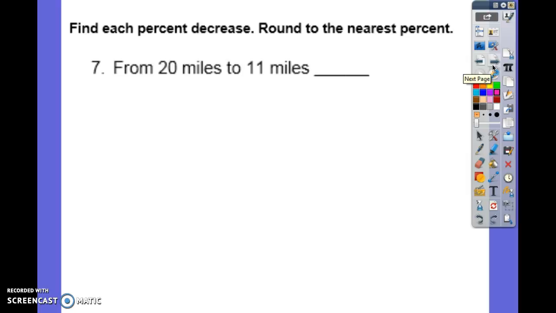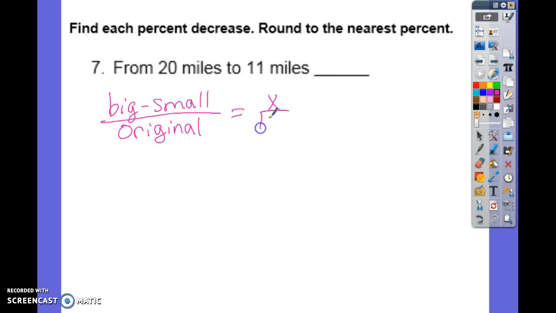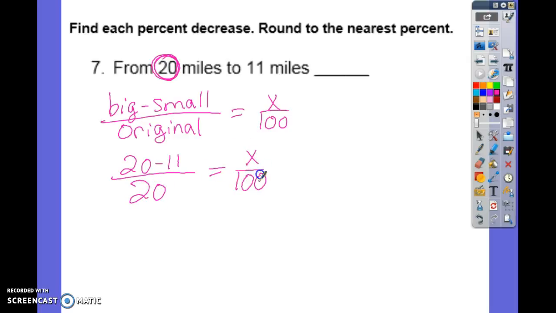When we do percent decrease, we do the same thing as we do for percent increase. Big minus small over original equals x over 100. My big number is 20. My small number is 11. My original number is the first number, so it's 20. Set it equal to x over 100. I need to subtract. 20 minus 11 is 9. Recopy the rest of the proportion.